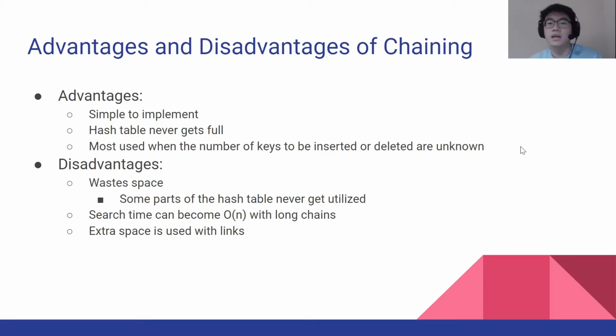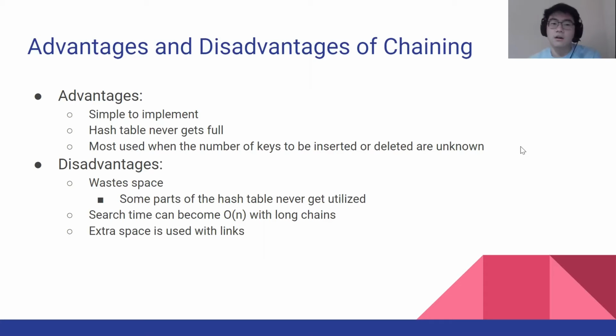And most of the time you use chaining when you don't know how many keys you need to insert, because if you insert too many and you're not using chaining, then for instance, with linear probing, you're adding the new object into different cells of the array, and eventually you might run out of space and have to create a new array in order to copy down the values with more space in that new array.